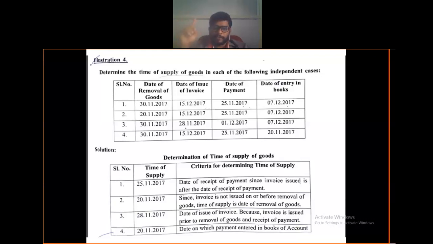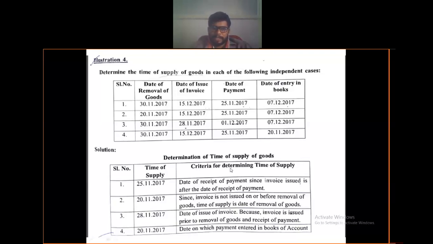So which is the first activity that happened here? That is the issue of invoice. So the issue of invoice date is 28th November 2017, so that will be the time of supply, because invoice is issued prior to the removal of goods as well as receipt of payment.